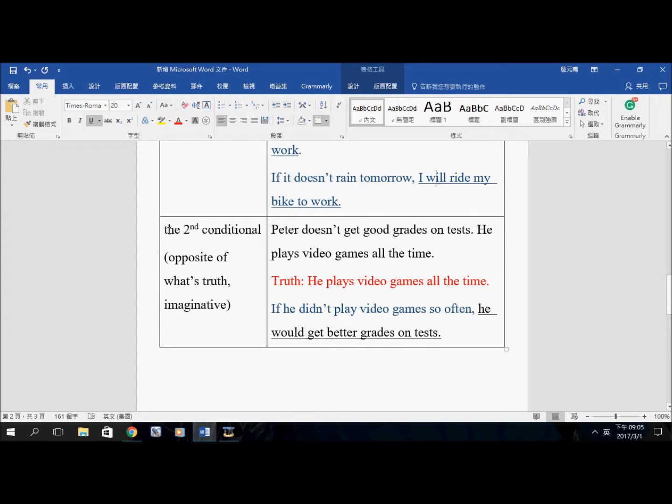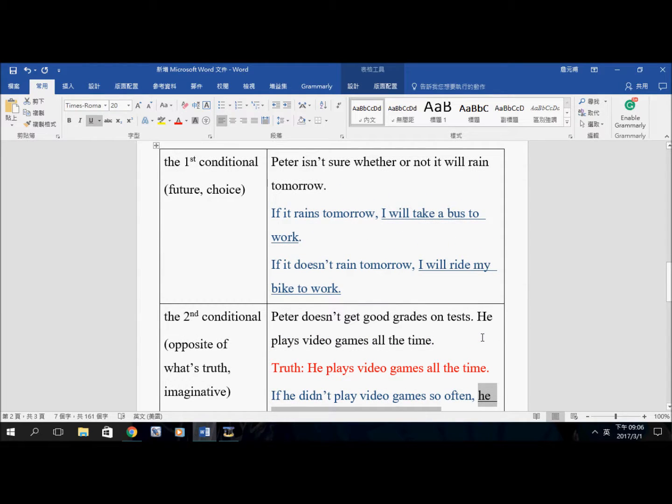Now, as for the second conditional, Peter doesn't get good grades on tests because he plays video games way too often, and this is the truth. He plays video games all the time. But if he didn't play video games so often, this is the opposite of what's true, and he would get better grades on tests. This is just an imaginative situation, an imaginative outcome, that if he didn't play video games so often, maybe he would get better grades on tests. So that's the difference between these two conditionals.